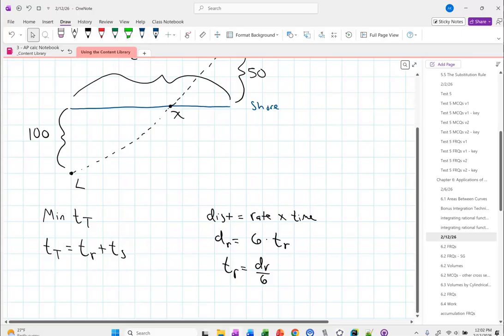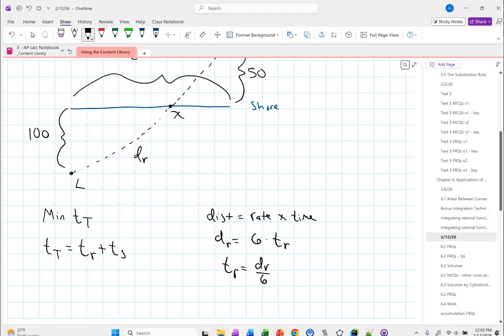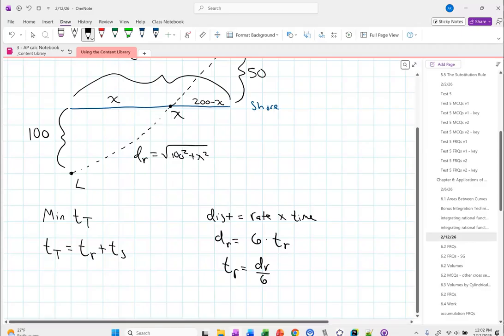If I go to my picture, that would be my DR, right? So let's call this side x then, and this side can be 200 minus x. I can use the Pythagorean theorem, or the distance formula, whichever you prefer, to write an expression for DR in terms of x, right? Everybody feel good there?